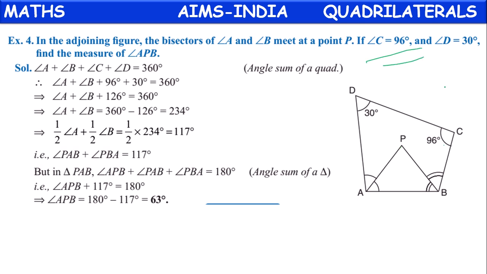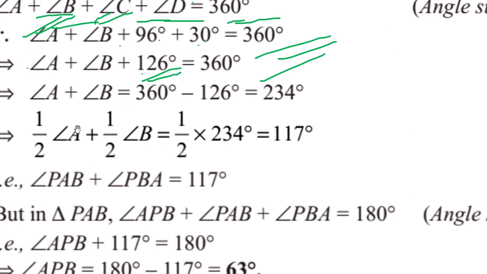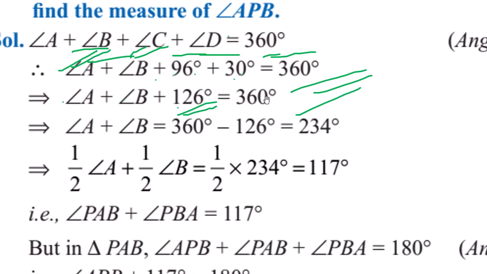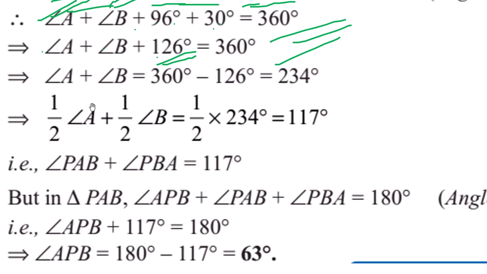C value 96, D value 30. So what is the measure of APB? We know that ABCD total angles is 360 degrees. A value we don't know, B value we don't know, C value 96, D value 30. A plus B plus 96 plus 30 equal to 360. 96 plus 30, 126. A plus B plus 126 equals 360. So A plus B equal to 360 minus 126, 234. A plus B value is 234.